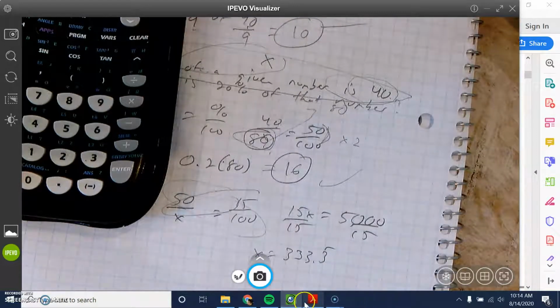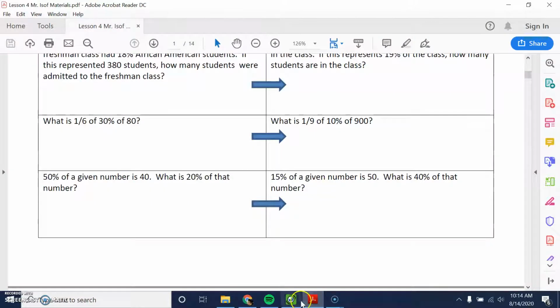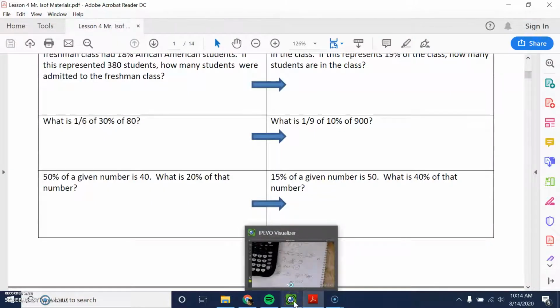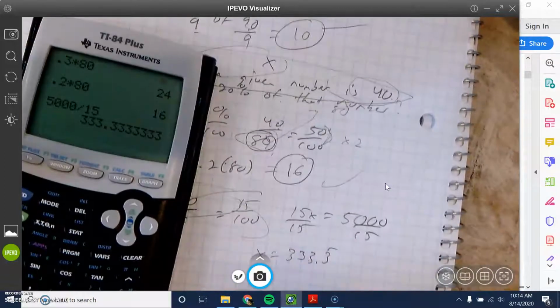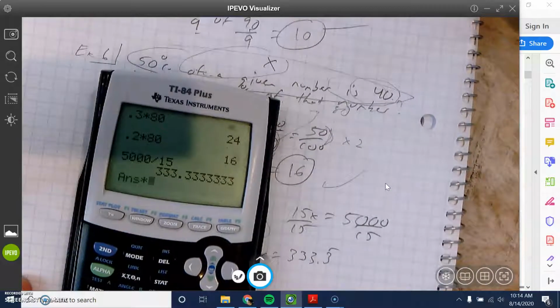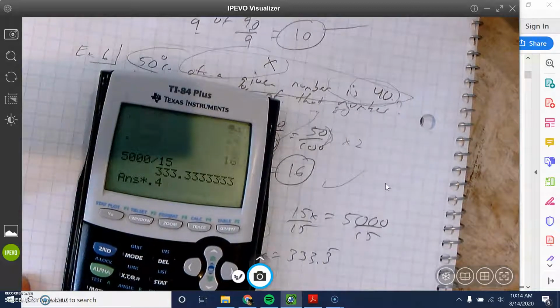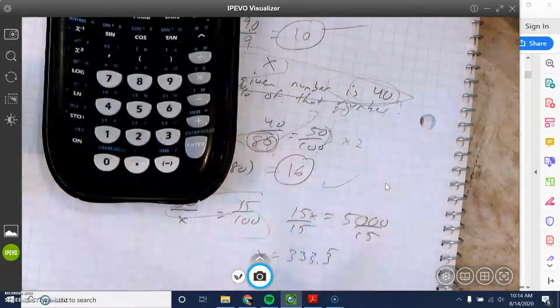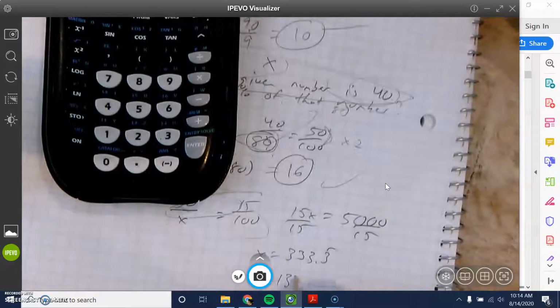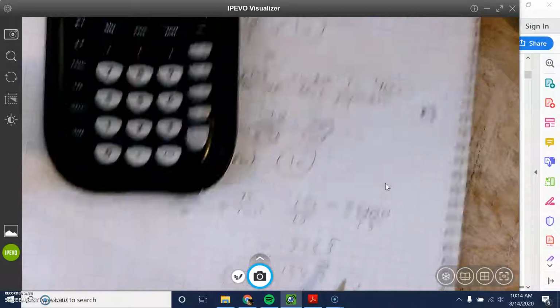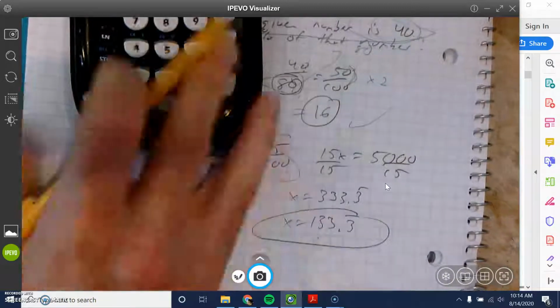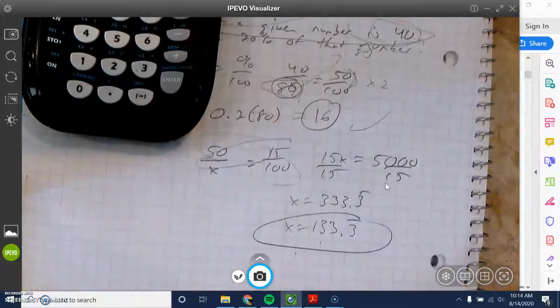Now, what do we have to do last but not least? We have to find 40% of that number. So multiply this by 4/10, and I get 133 and 3 repeating. There you go. So that's the final answer right there. Good work, everybody. Keep crushing these problems. Good job.